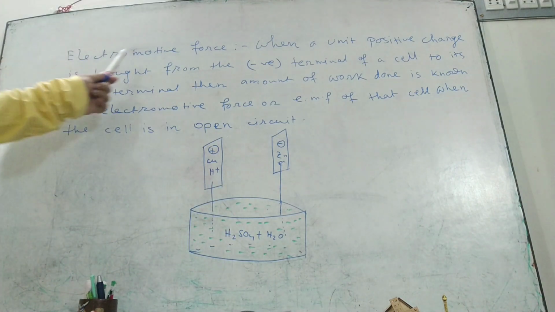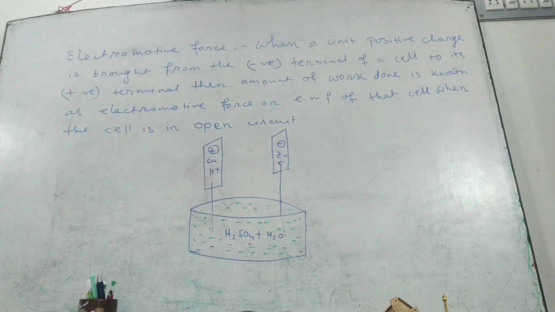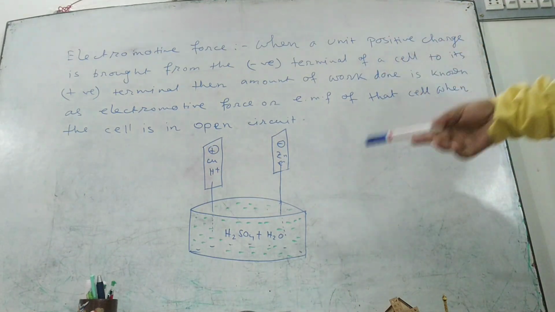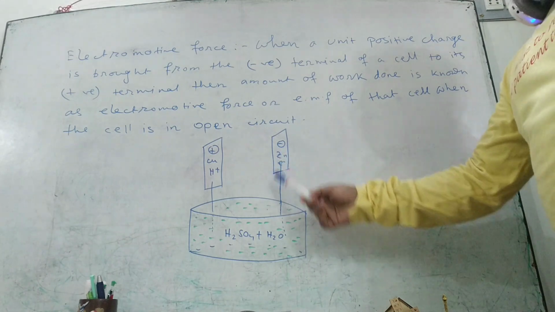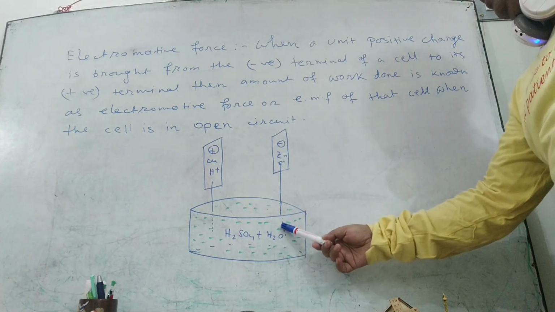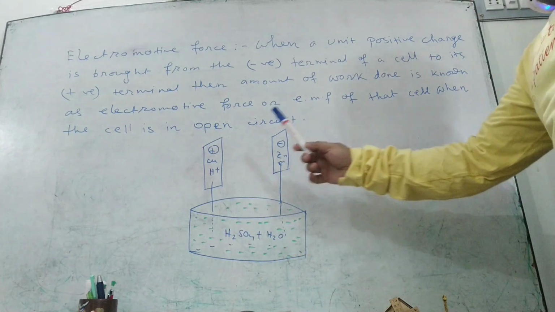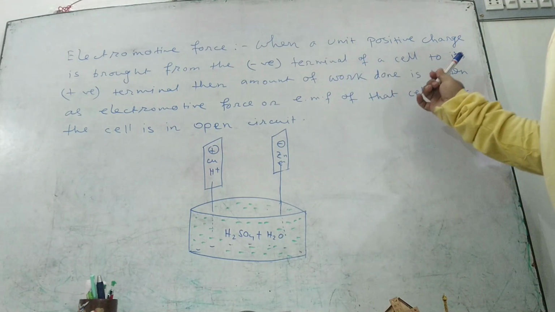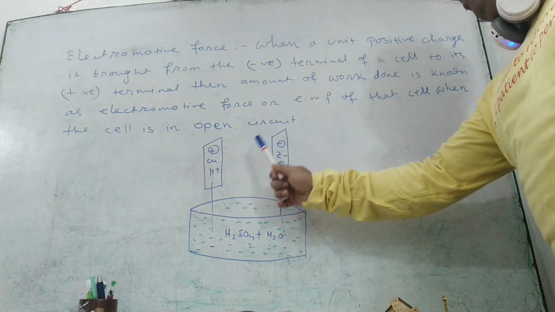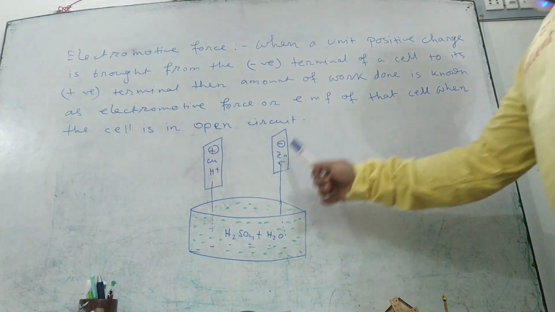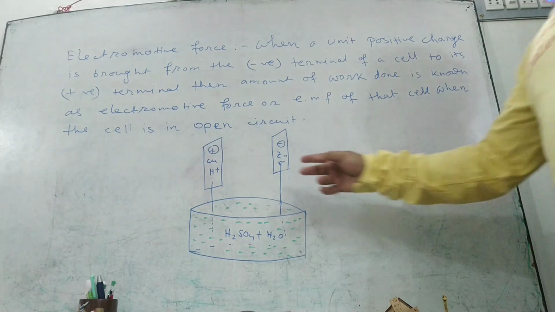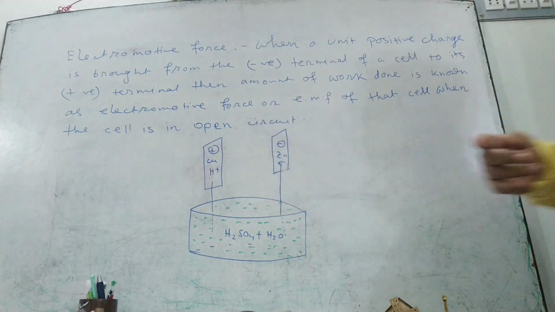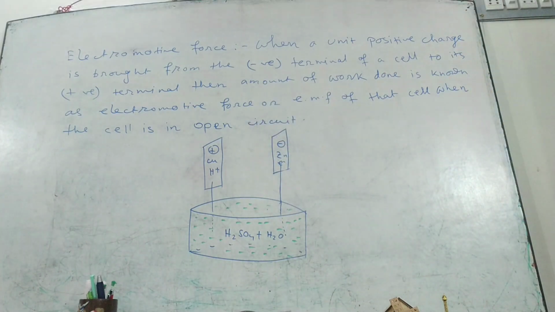Then what is the definition of electromotive force? When a unit positive charge is brought from the negative terminal to the positive terminal against the force, some work is done, and the amount of work done is known as the electromotive force of this cell when this cell is in open circuit. Open circuit means that the two electrodes are not connected by an external wire. This is known as open circuit.